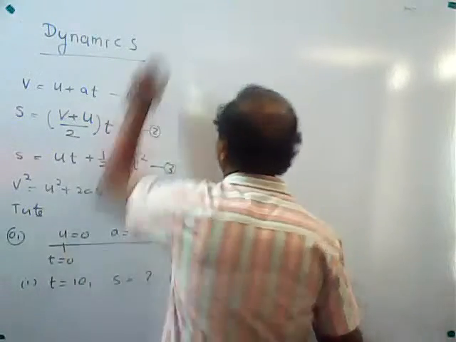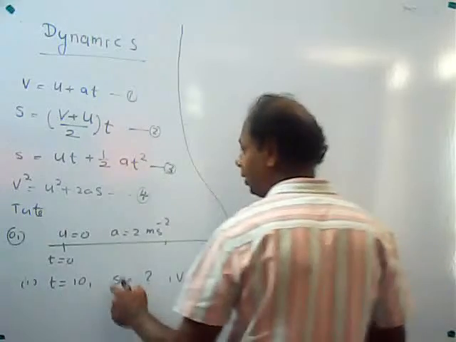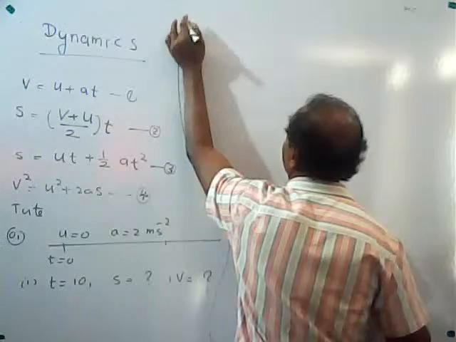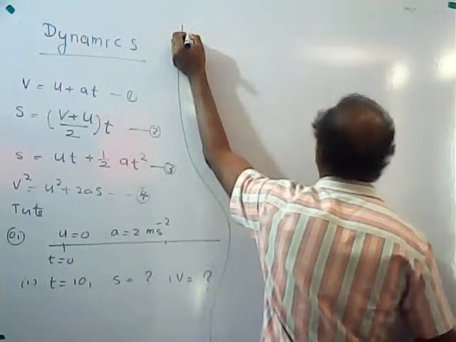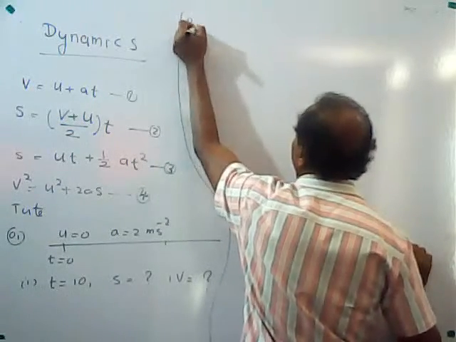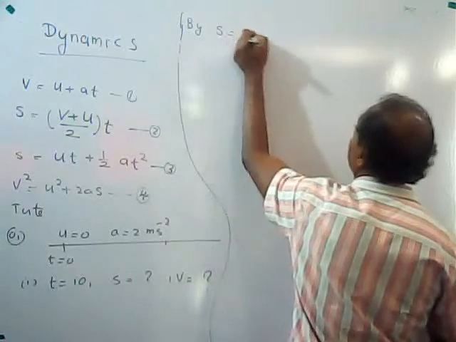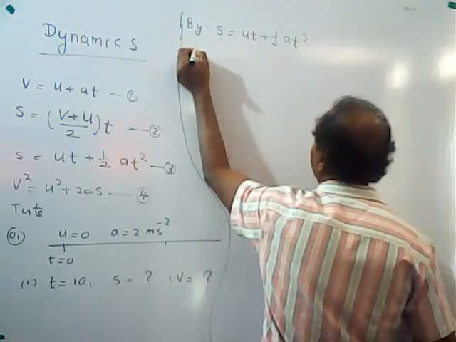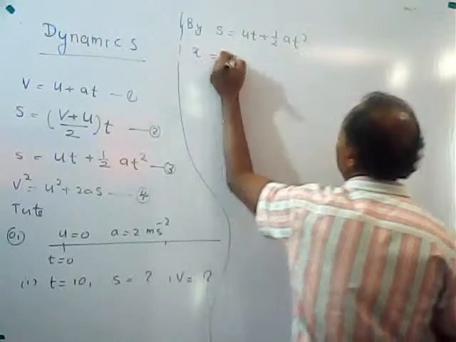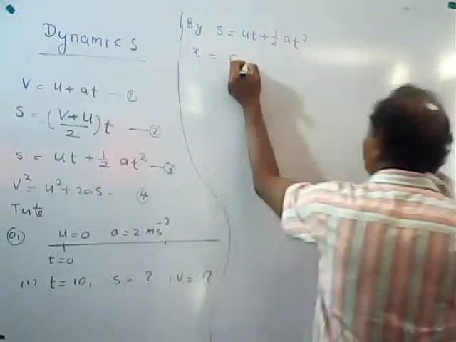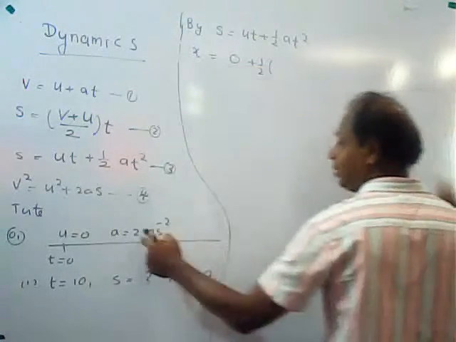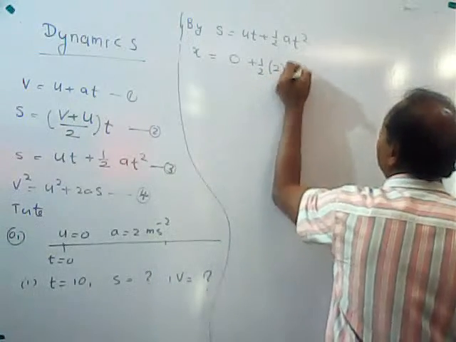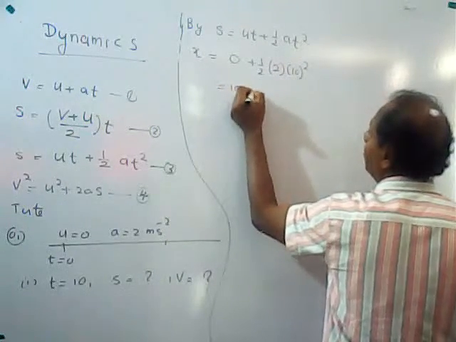To find the distance, the displacement first, it's a positive acceleration so distance and displacement are the same. To find the displacement, you can use the third formula, s equals ut plus half at squared. S is the unknown, say x. U is 0, starting velocity is 0, plus half, acceleration is 2, t is 10 squared. So it is 100 meters, the displacement.